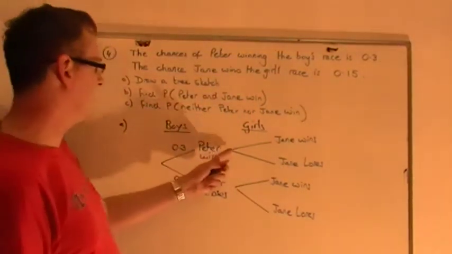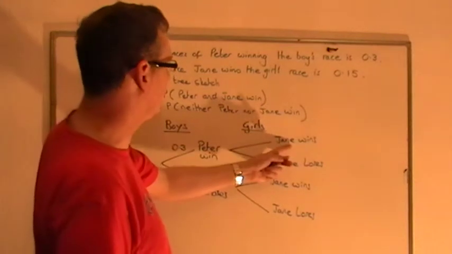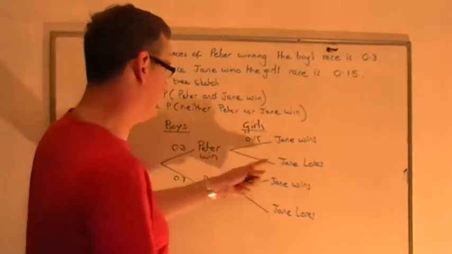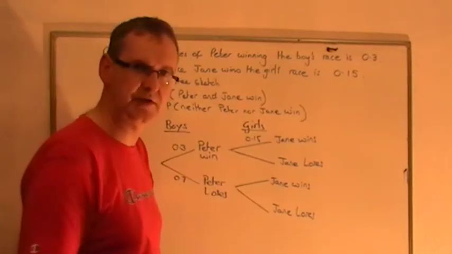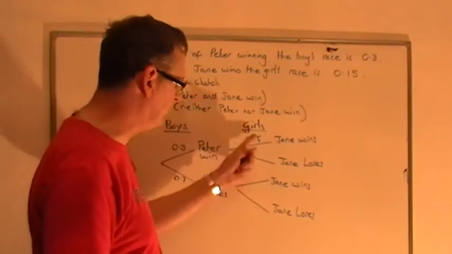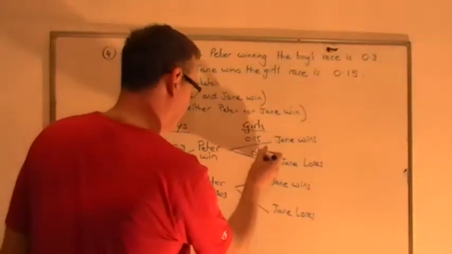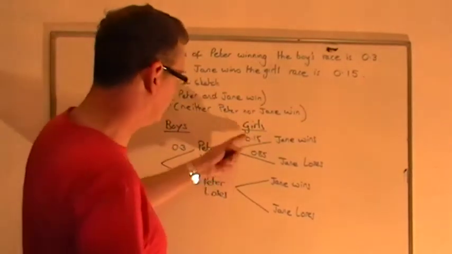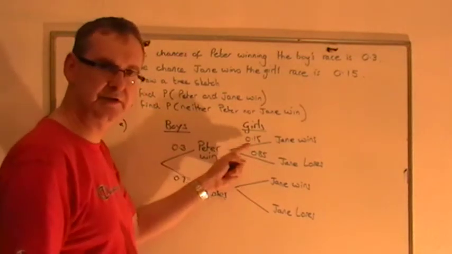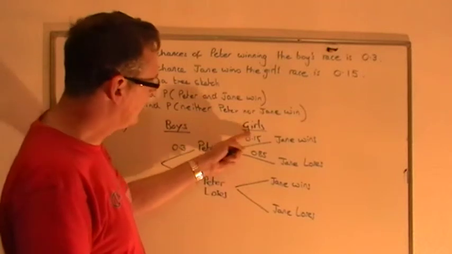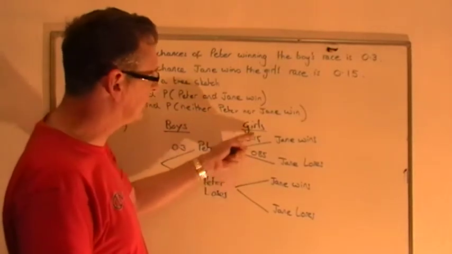When it comes to the girls' race, what are the chances that Jane wins? 0.15. So what's the chances that Jane doesn't win or Jane loses? Well, they must add up to give one whole when you combine them. 0.15, the partner of 0.15 is 0.85. So those are the two decimal fractions. Decimals, remember, are decimal fractions. Those are the two decimal fractions on these two branches.